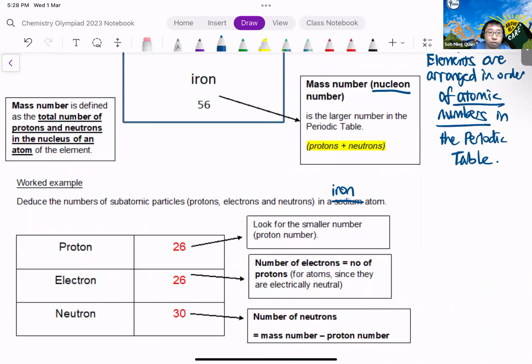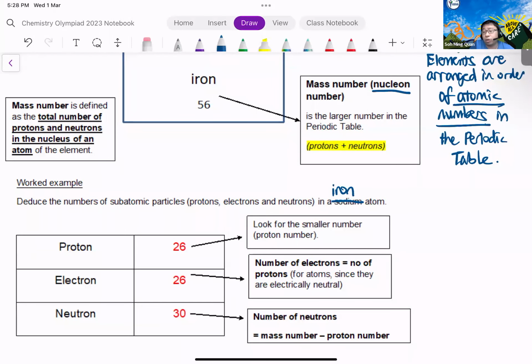But so far, do we know how to read the periodic table to get this information? Hopefully we are familiar with these two numbers, the proton number and the mass number. Okay, if not, I'm going to go on to section 4. Now, section 4 is what you have done, but now we're going to take it one notch higher.